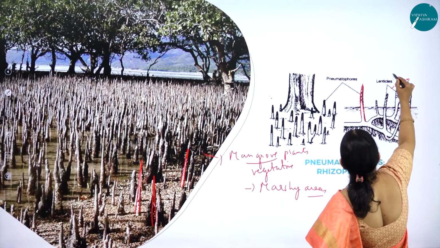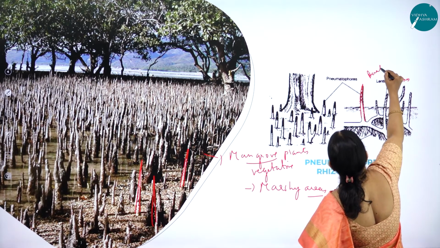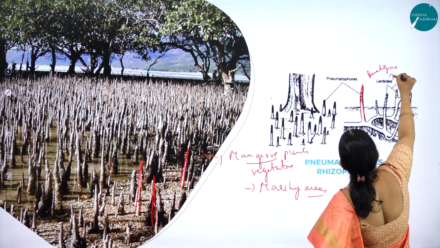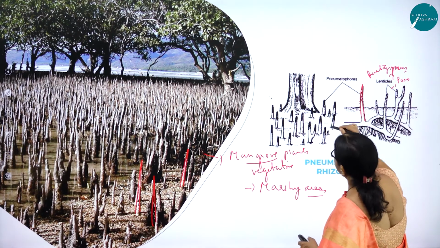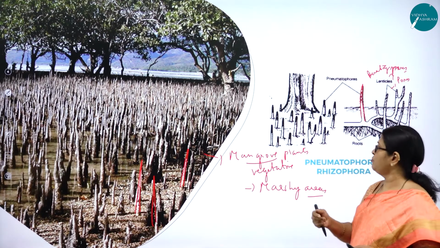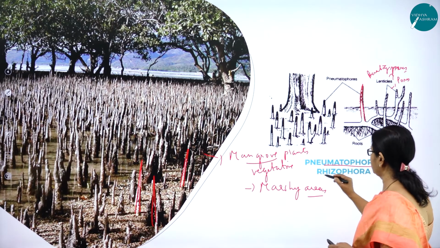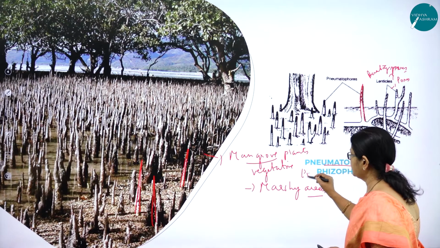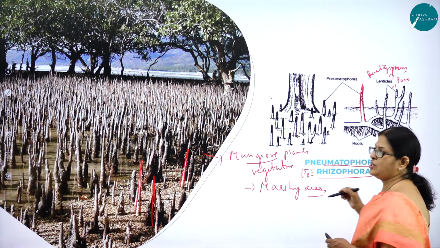Pores. And these are called as what? Aerating pores. And these pores help in what? Absorbing the oxygen from the atmosphere. So hence such roots are called pneumatophores. And an example you can take is Rhizophora or Avicennia.